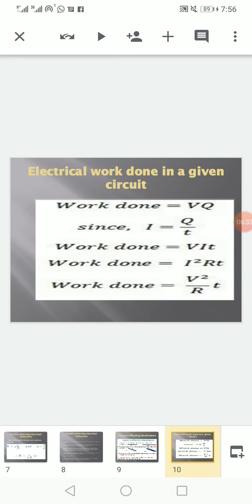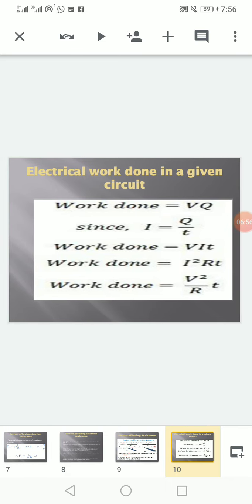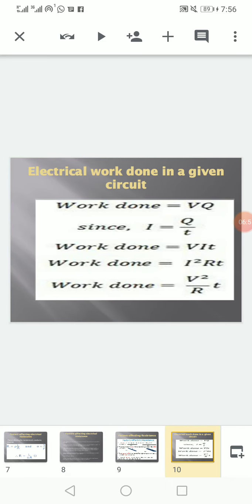Now, I want to look at electrical work done in a given circuit. The formulas for calculating electrical work done are: work done is equal to IVT, work done is equal to I square RT, and work done is equal to V square over R times T, where V is your voltage in volts, R is your resistance in ohms, T is your time in seconds, and I is our current in amps.